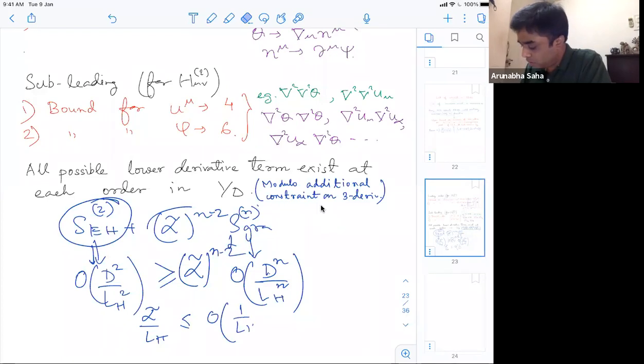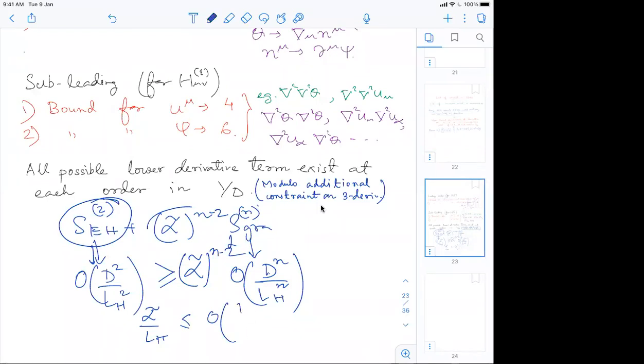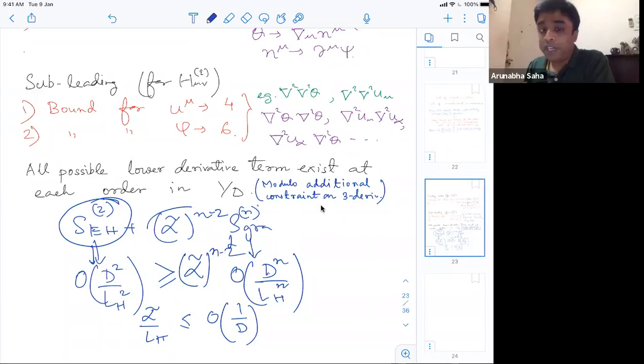Sorry. I'm just asking, if it matches, if all the orders match here, why don't they match in the membrane equation? I'm giving you argument for leading order.